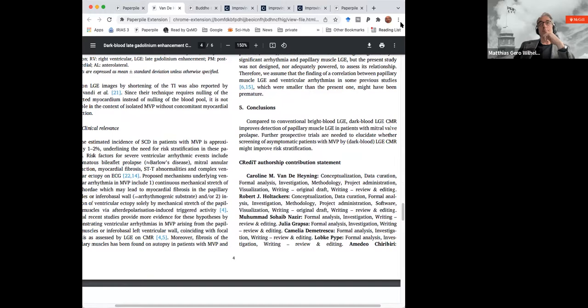But the takeaway here is, if you have a patient with mitral valve prolapse, it may make a lot of sense to look at the integrity of the papillary muscle and use dark blood images for that.